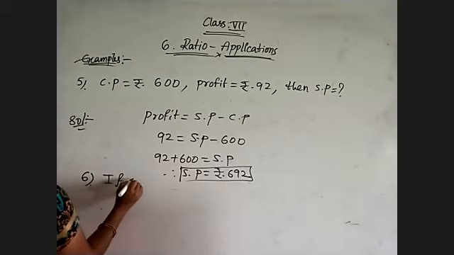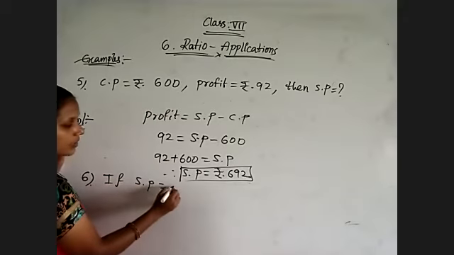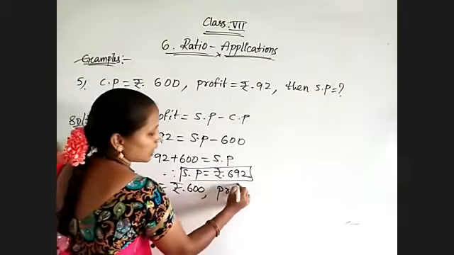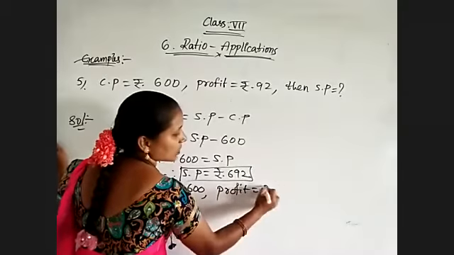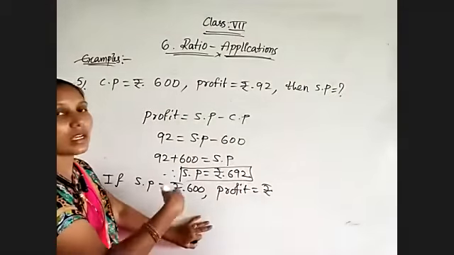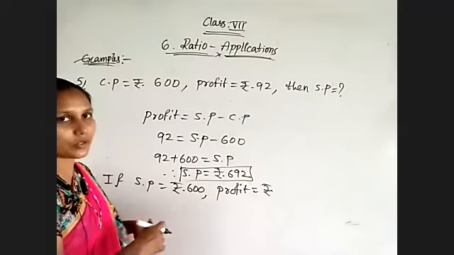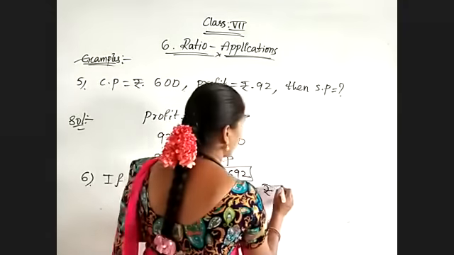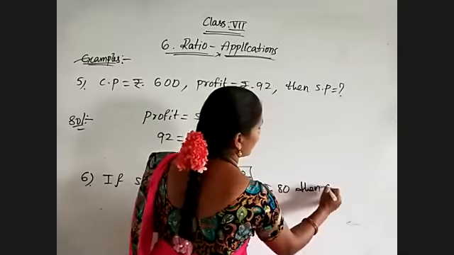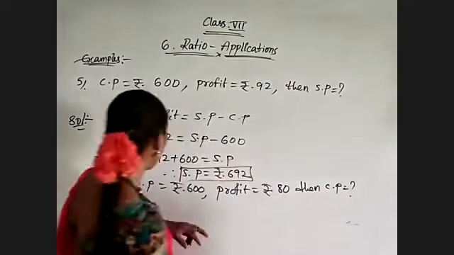SP given. If SP is 600 rupees, suppose, and profit is, see here, values as I wish I am taking, just I am giving these values. Then in that case, what is the missing value? We need to find. So profit is equal to 80 rupees, suppose. Then what will be the CP value? Because here SP is given, we need to find out CP.